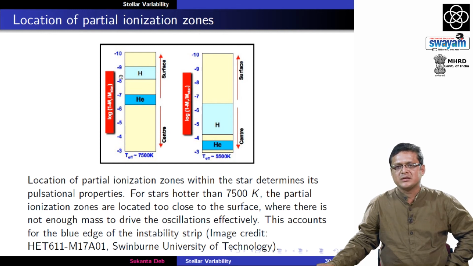So, in this case in the left figure we can see that at a temperature of the order of 7500 degrees Kelvin, these partial ionization zones are located close to the surface of the star, where there is not enough mass to drive the oscillation. This accounts for the blue edge of the instability strip.